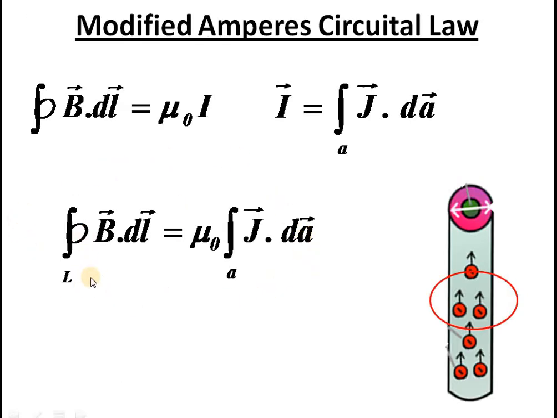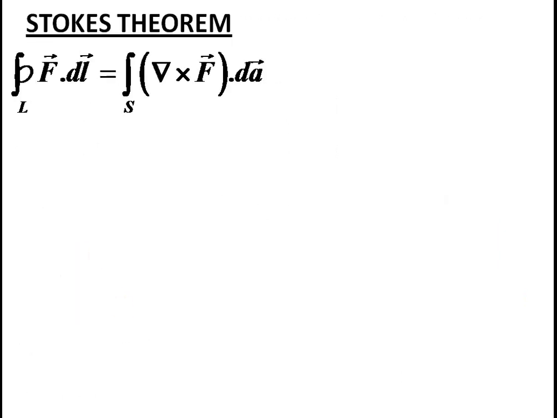But one side is a line integral, the other side is a surface integral. We can apply a familiar equation which you studied in your vector calculus, that is called Stokes theorem. In Stokes theorem, you studied that a line integral of any function, vector F dot dl, you can easily convert into a surface integral using this equation.